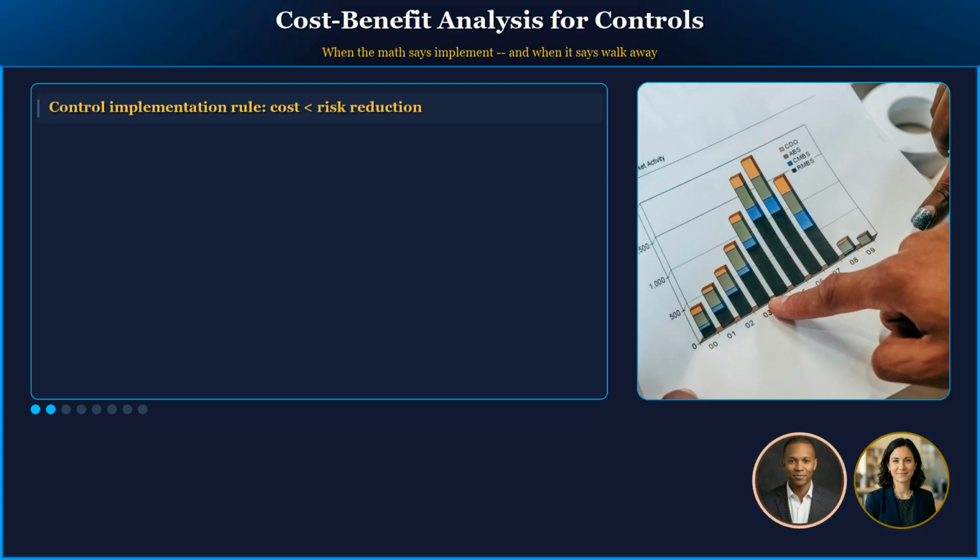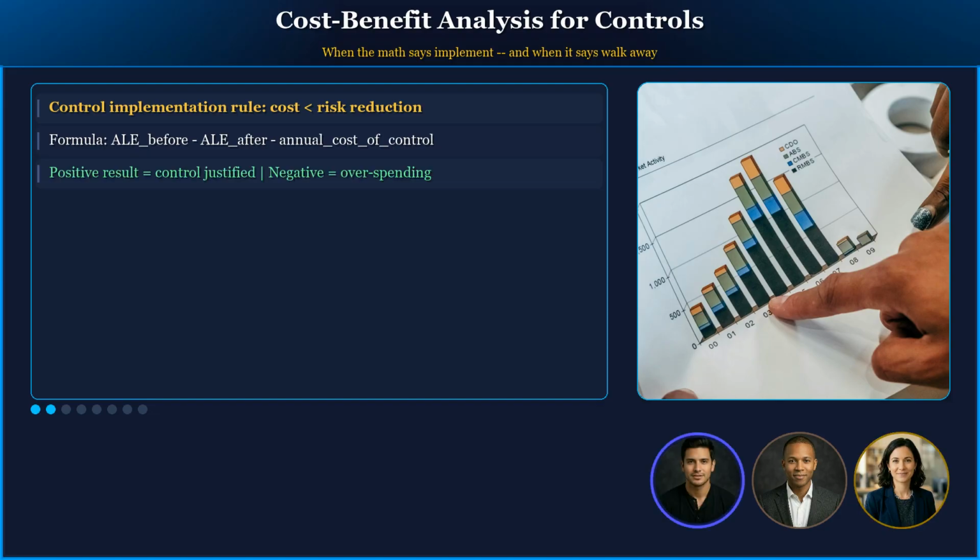The cost-benefit rule for controls is not complicated when you strip it down. A control is financially justified when its annual cost is less than the risk reduction it delivers. That is the entire logic tree. The formula the CISSP exam uses is straightforward. Take the annualized loss expectancy before the control, subtract the annualized loss expectancy after the control is implemented, then subtract the annual cost of the control itself. A positive result means the control pays for itself in risk reduction.